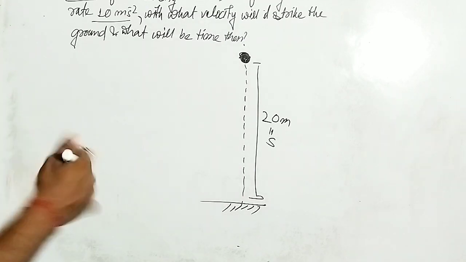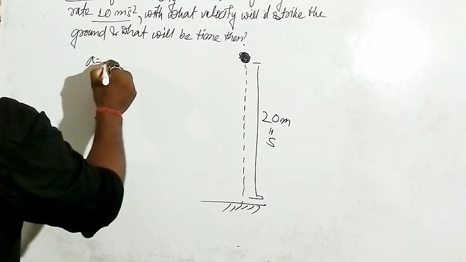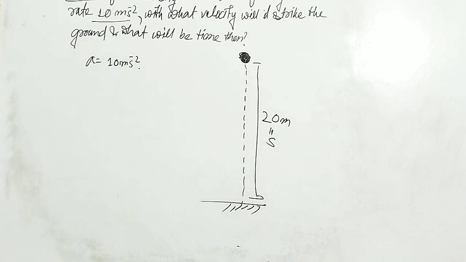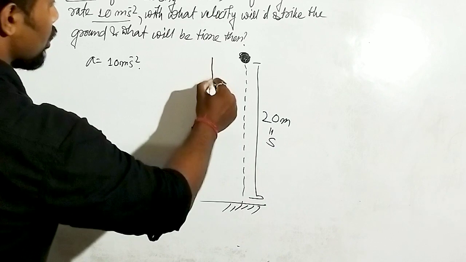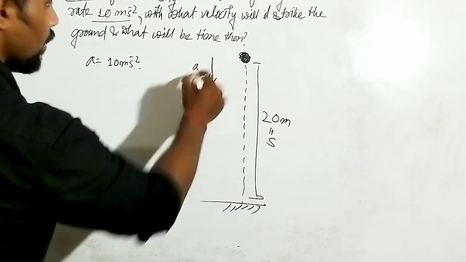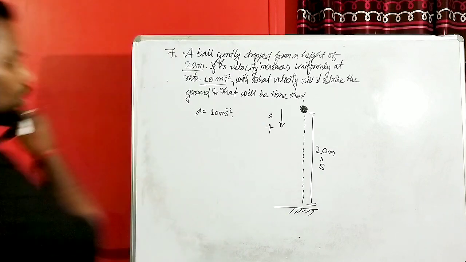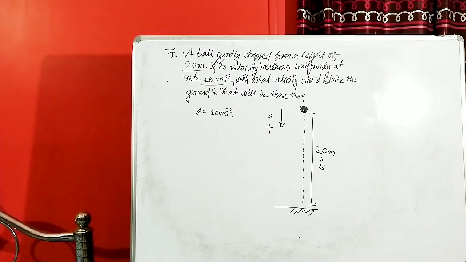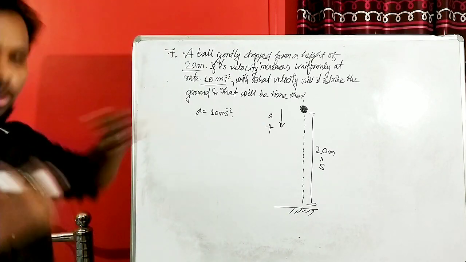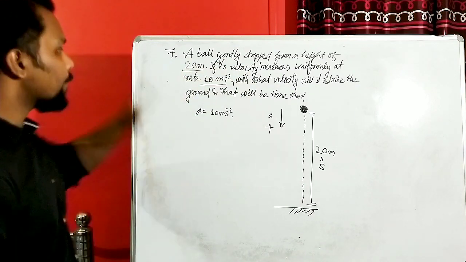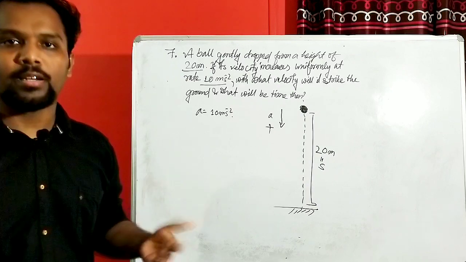Okay, now the acceleration is given. How much is the acceleration given? 10 meters per second square. Now there is one condition. Okay, I will consider that the direction of the acceleration is towards the ground, and I will consider this direction as the positive direction. Since the direction of the acceleration is towards the ground, I have considered that as positive, so other quantities will have to be considered as positive as well.